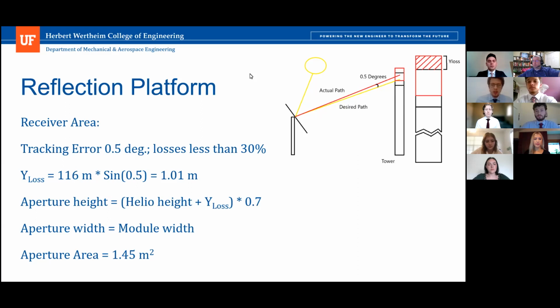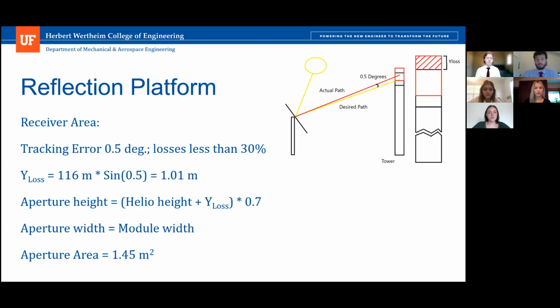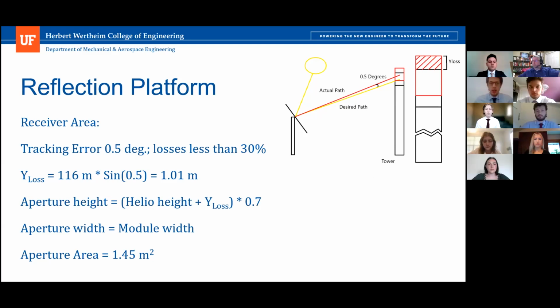So here we have the design process for finding our aperture area, the area of the target which we're shooting our solar beams at from the mirror. One of the customer needs specified that we could assume a maximum tracking error of 0.5 degrees. And they wanted us to mitigate losses to be less than 40%. So we opted to try and keep that around 30%. And these are some of the calculations to find the aperture area that would allow us to maintain at least 70% of the reflected image.